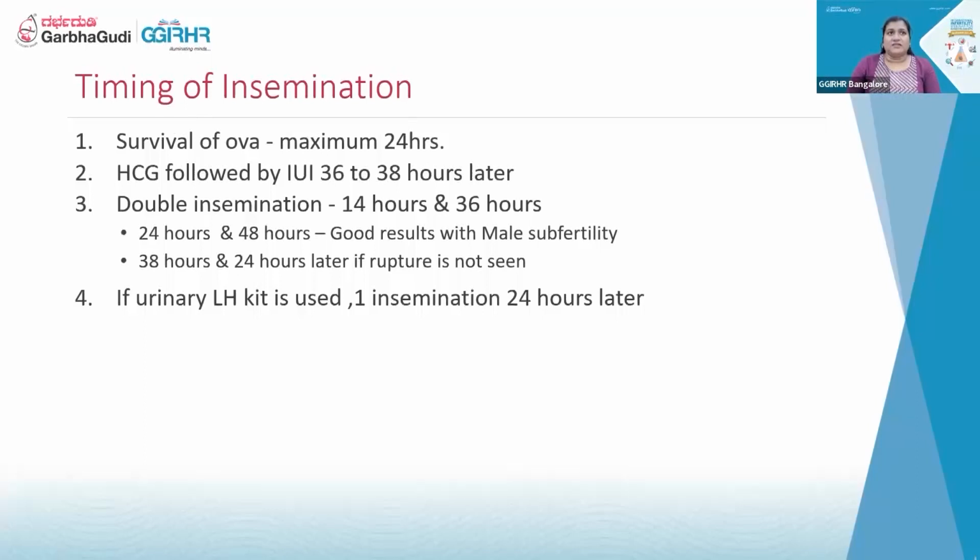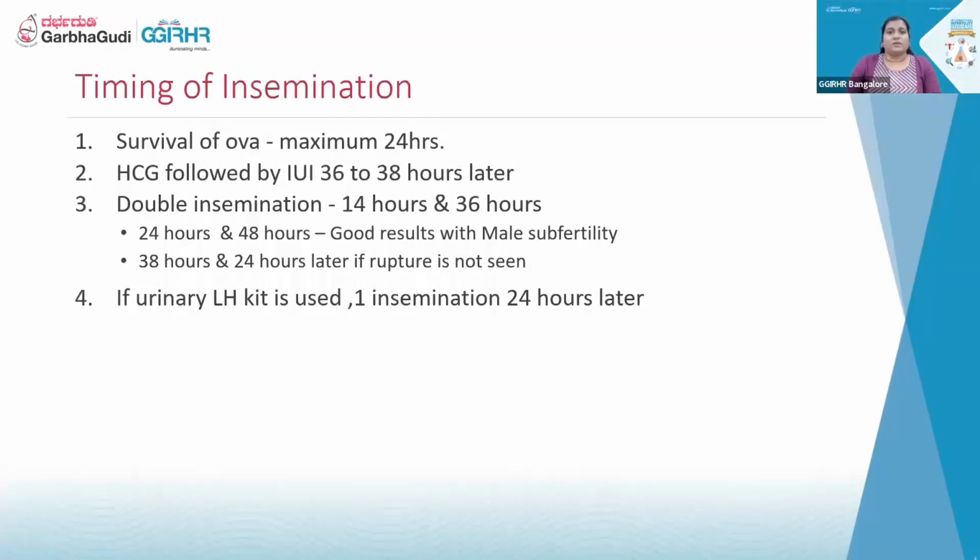At 38 hours of HCG, we will see that the egg has not ruptured. So we can do one IUI there, and then the next day again, 24 hours later, we can do one more IUI. That is called double IUI. That is called a flexible protocol.